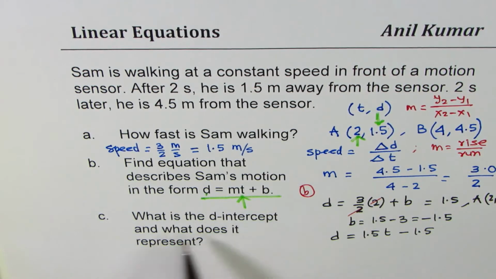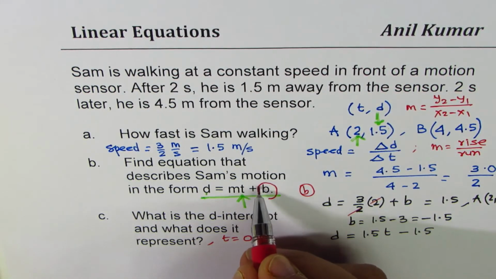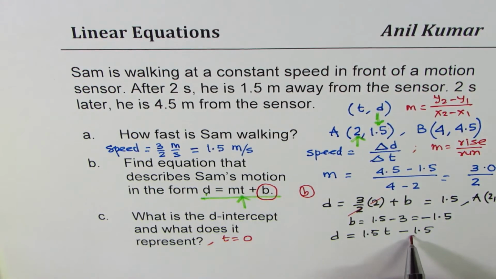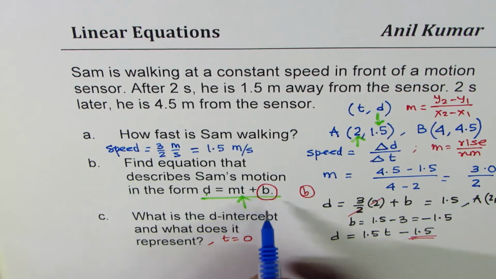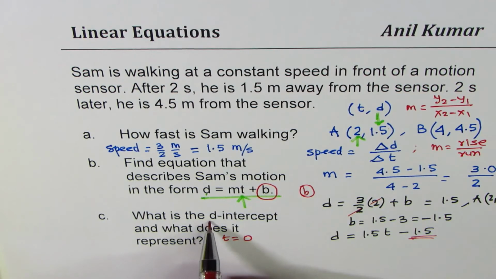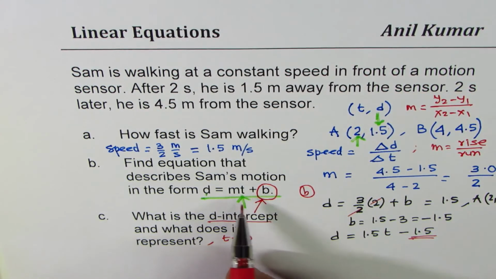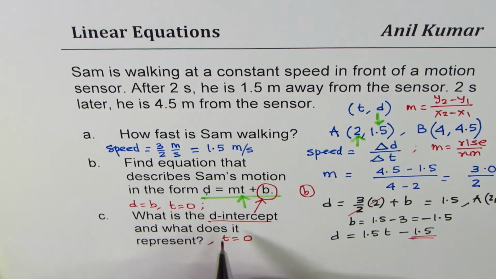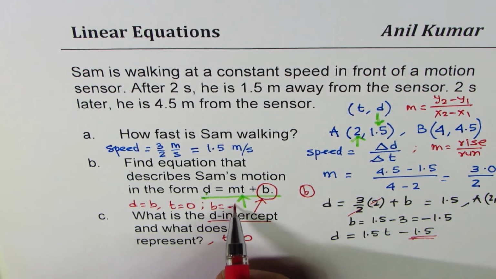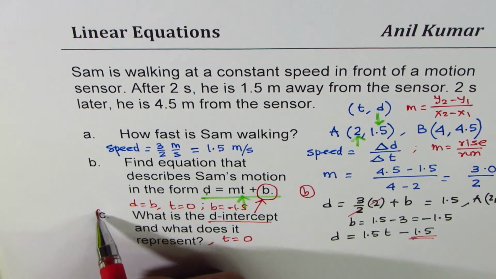C. What is the d-intercept and what does it represent? Now the d-intercept is the point where the graph crosses the vertical axis, correct? d is along the y vertical axis. So the d-intercept is the point where t is equal to 0. Do you understand? The d-intercept is when t equals 0. So in our case, b is the d-intercept. So we can write minus 1.5 is the d-intercept, right? Since we have already calculated, b corresponds to the d-intercept. So d equals b if t equals 0. Perfect. And in our case, b equals minus 1.5. That becomes the d-intercept as the solution of part C, okay?